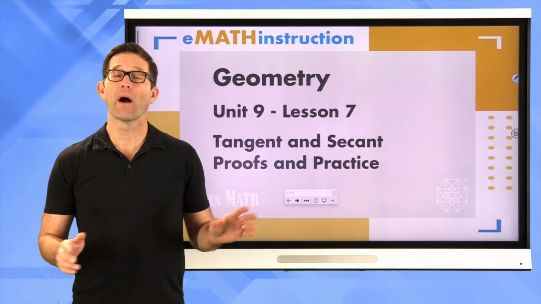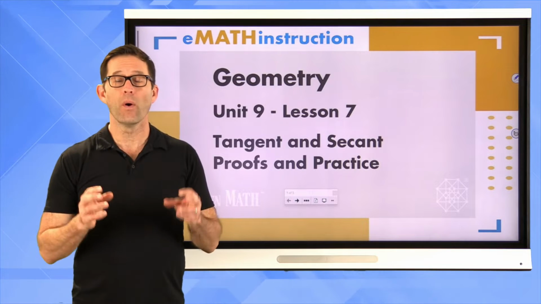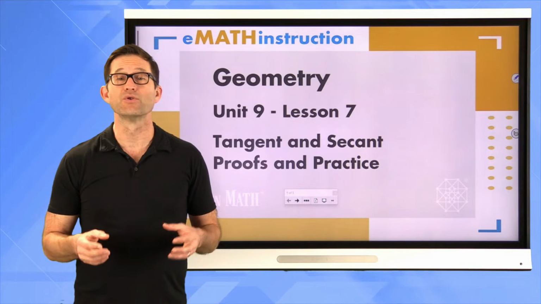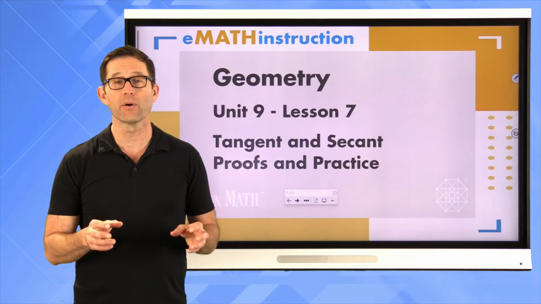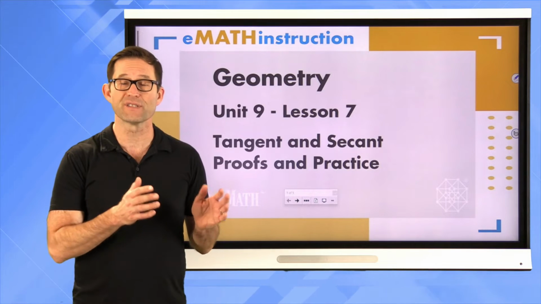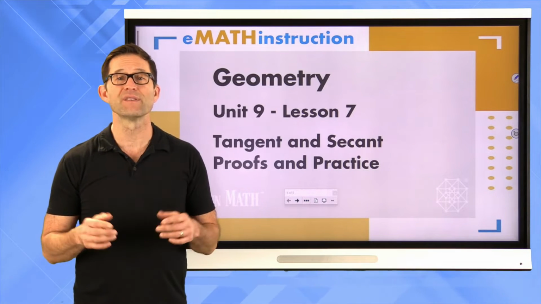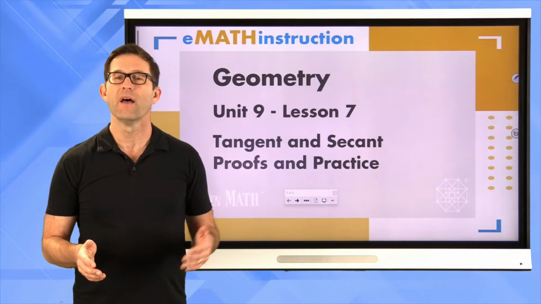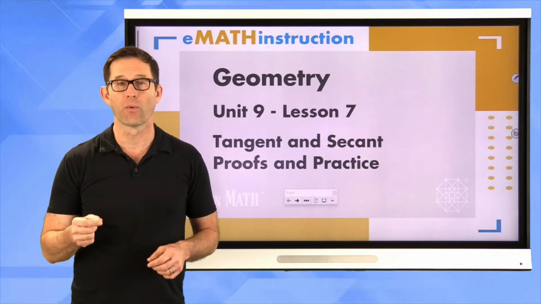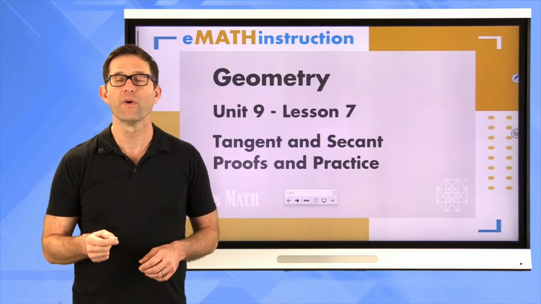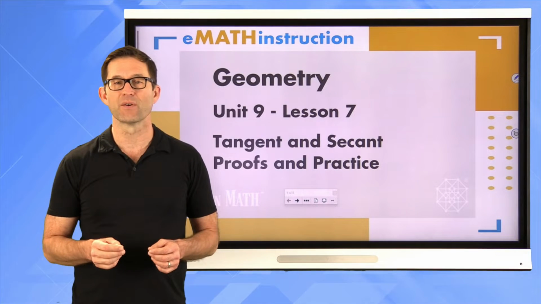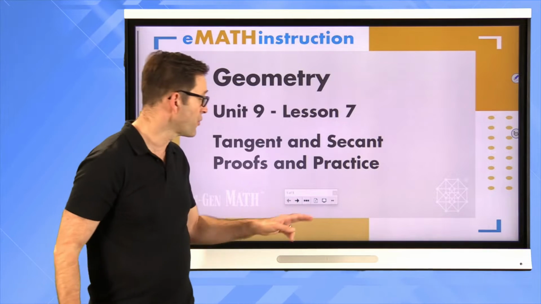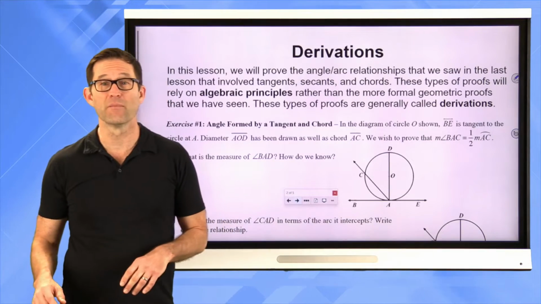All right, so I call it proofs and practice because what we're going to be doing in the lesson is proving the theorems that we saw in lesson number 6 that involve the angles that tangents and secants made, as well as chords and tangents. The practice piece is really on the homework, where you will do a little bit of the proof, but mostly you'll just be practicing with those theorems. So let's get right into it and see what we can prove.